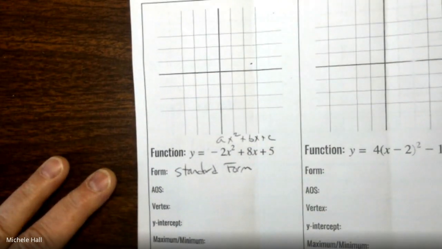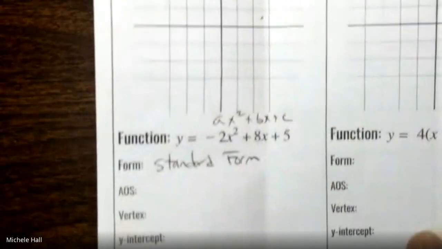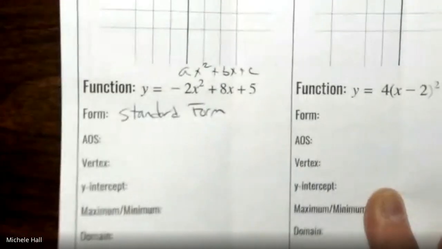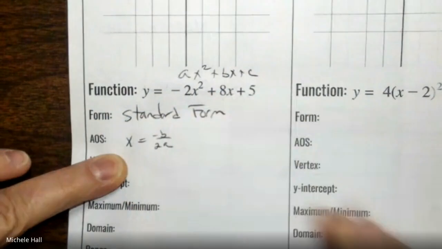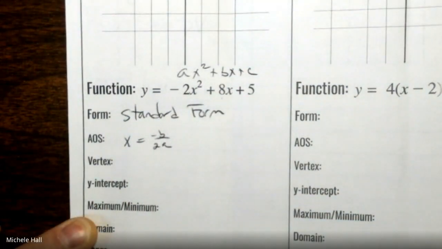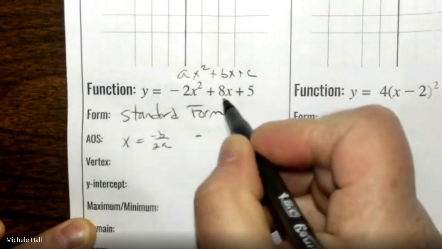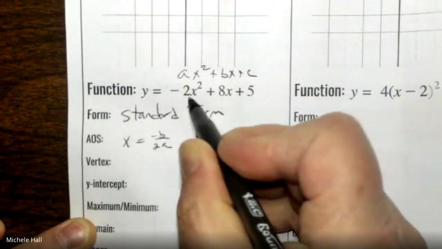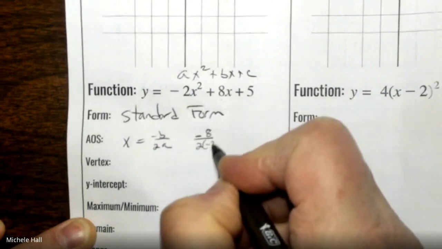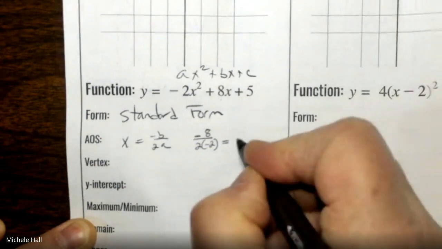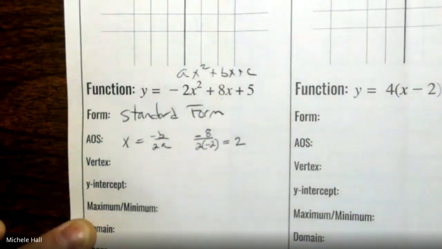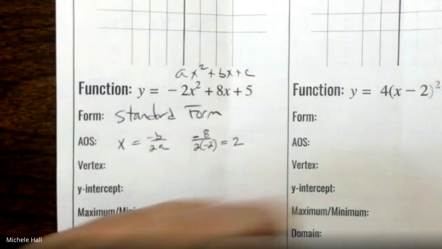I need to find the AOS, and so when it's in standard form, I use x equals negative b over 2a. Watch the negative in the formula. Some of you are making mistakes with that. There's the formula to find the AOS. And so I have negative, my b is 8, divided by 2 times a, which is negative 2. Negative 8 divided by negative 4 is positive 2. So I just found my axis of symmetry, and it is at x equals 2.